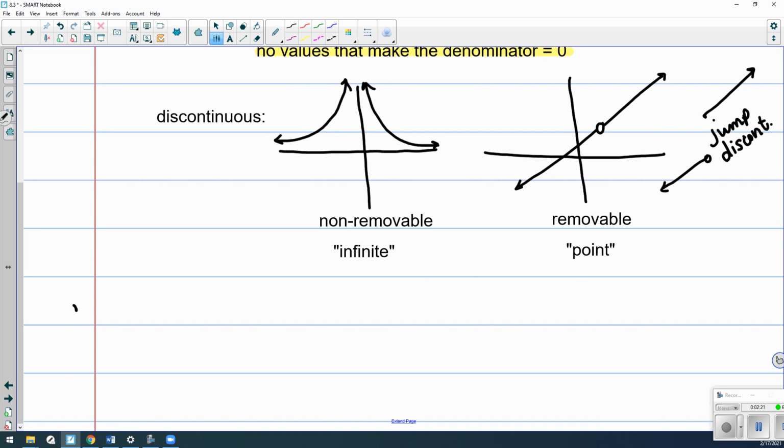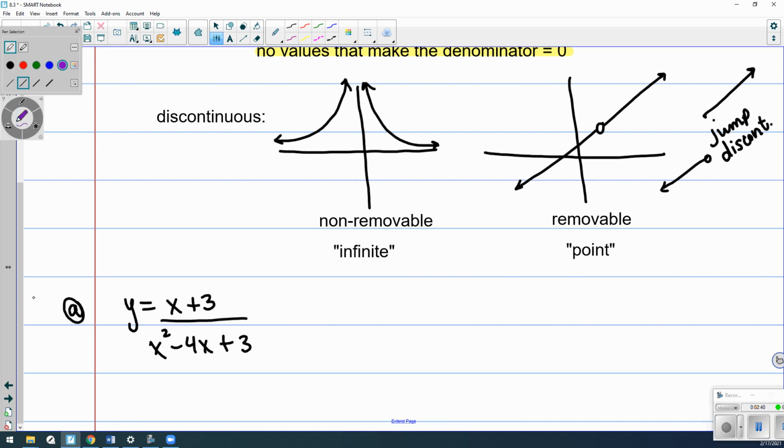So let's take a look at some examples. In our first example, let's take a look at the rational function y equals x plus 3 over x squared minus 4x plus 3. So remember factoring? Oh yes, I love to factor. I'm so glad you mentioned it. I haven't factored in forever. I've just been dying to factor. Well good, today is your lucky day.